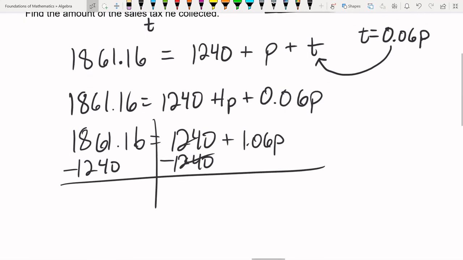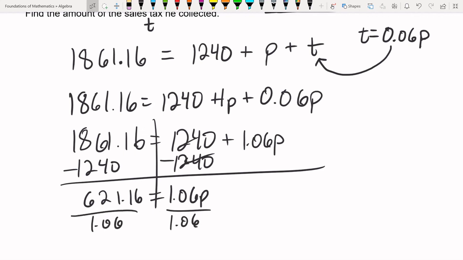We get 1.06p equals 621.16 over 1.06. That gives us p equal to, I'm getting 586.